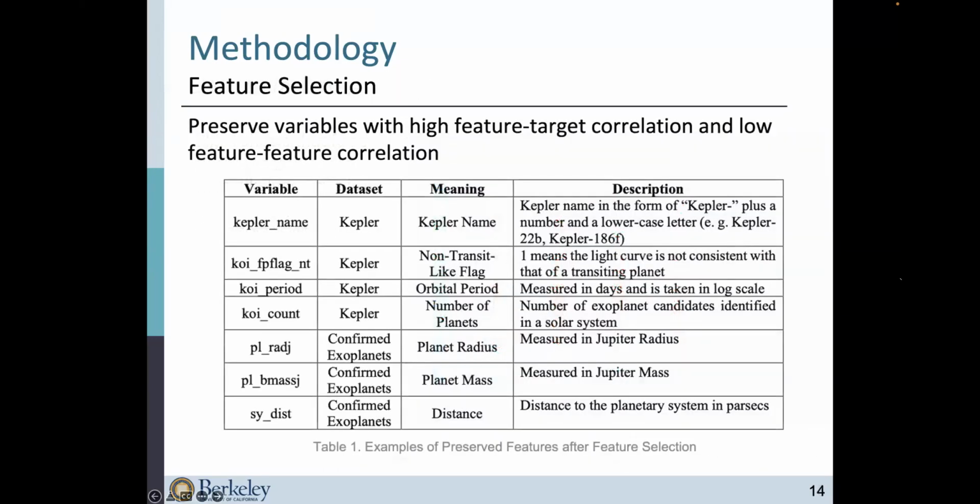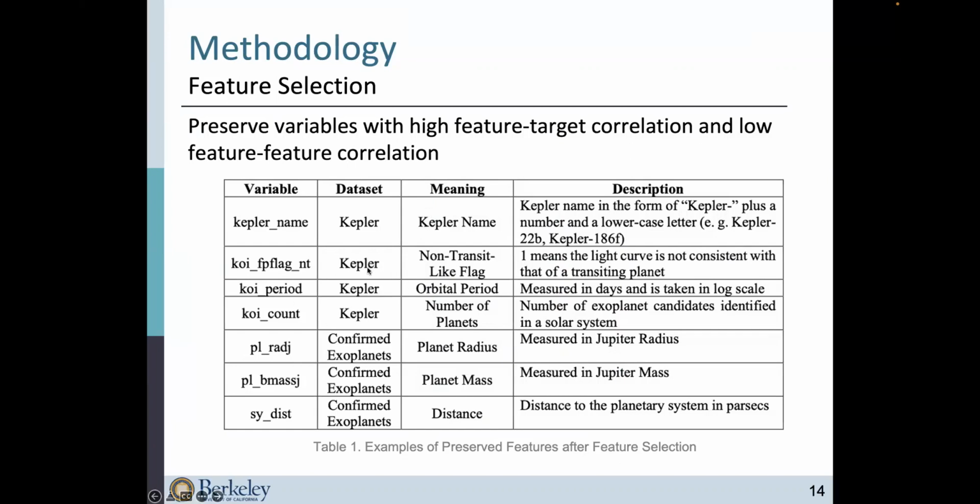And then we do feature selection. So we preserve variables with high feature-target correlation and low feature correlation. For example, the first variable is used just to keep the name of the planet, which is a Kepler name. For example, Kepler 2022b, something like that.